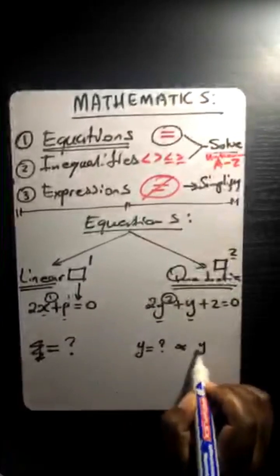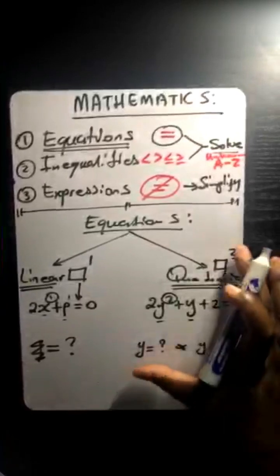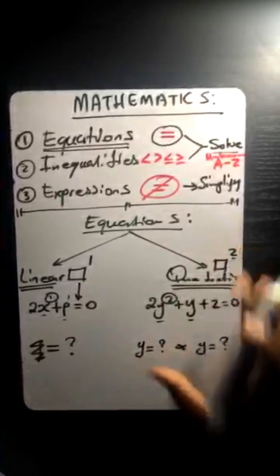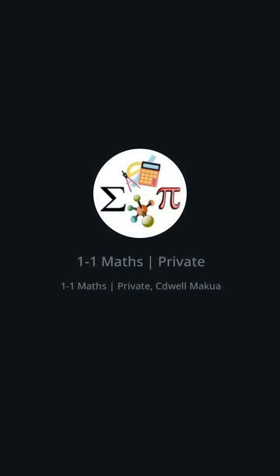Can you just repeat that, please? Okay, that's the part on quadratic. Every time I get a power of 1, it's linear.